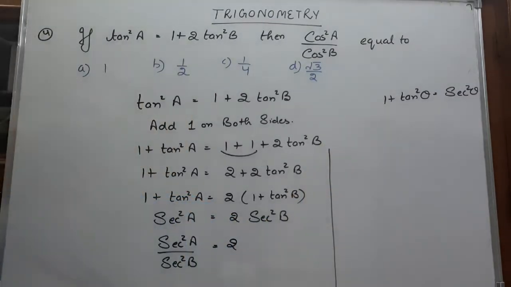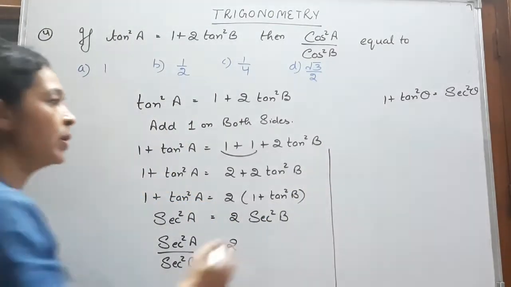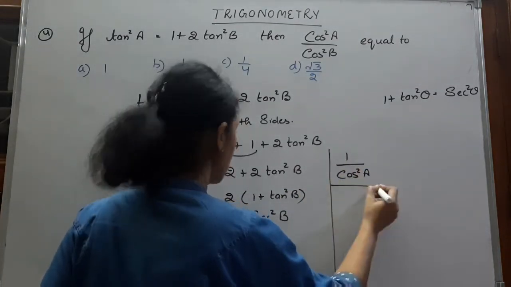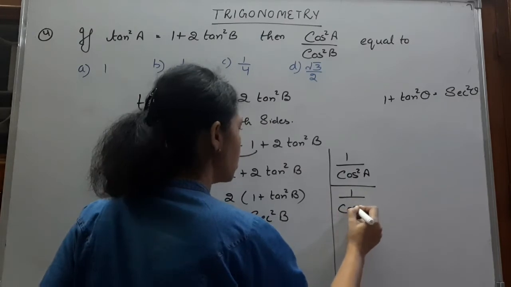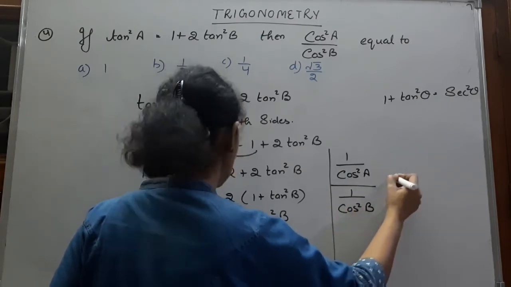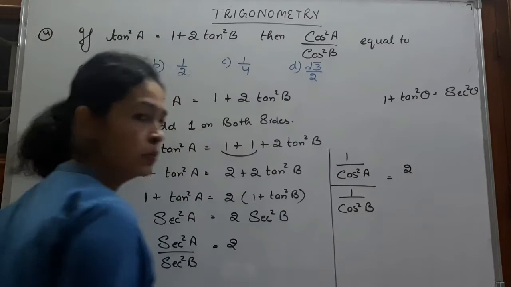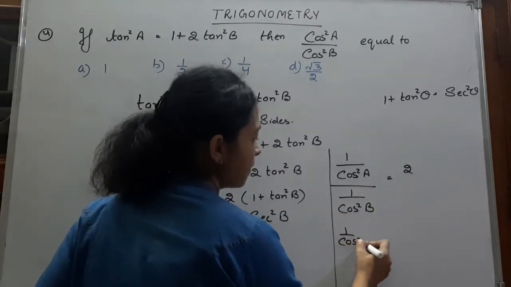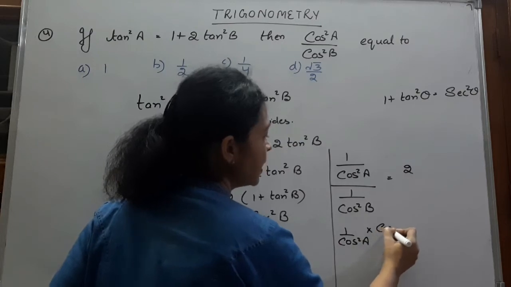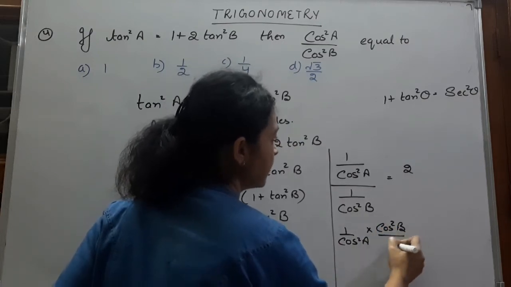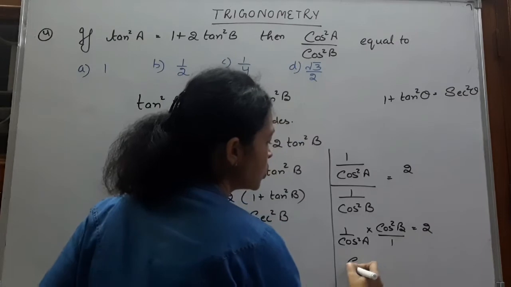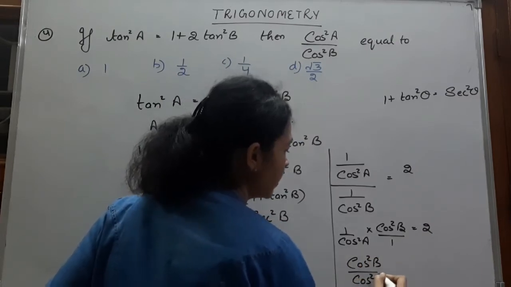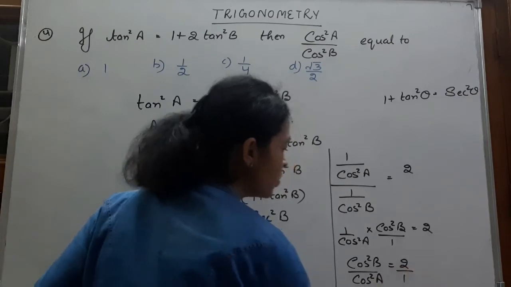Now, what is sec square A? 1 upon cos square A. Sec is reciprocal of cos, upon 1 upon cos square B equals to 2. 1 by cos square A into cos square B upon 1 is equals to 2. So, cos square B upon cos square A is 2. We can write it as 2 by 1.